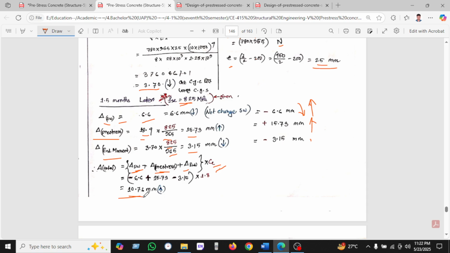Ultimately, 10.76 millimeters. It will be upward after 1.5 months.